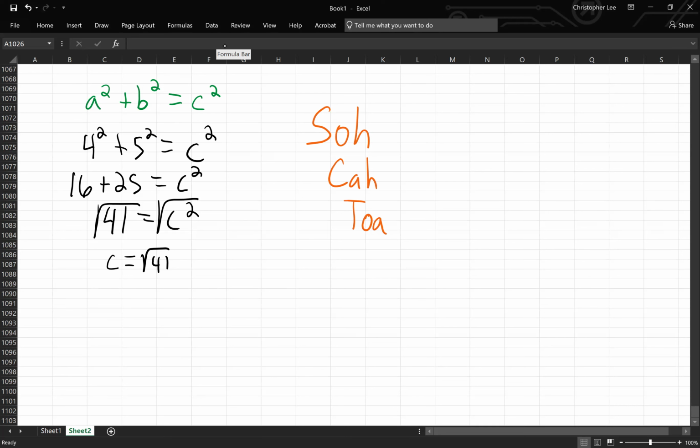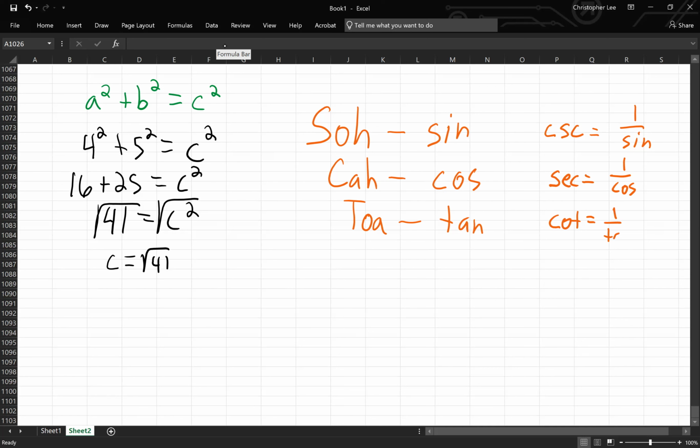So remember, SOHCAHTOA: the S is sine, the C is cosine, and the T is tan. The other three that they have are cosecant, which is 1 over sine, then secant, which is 1 over cosine, and then cotangent, which is 1 over tan. So long story short, right?